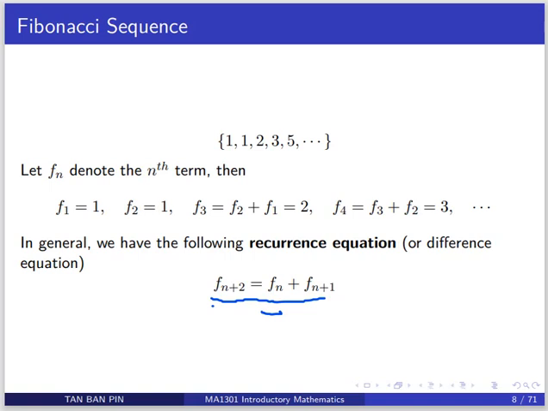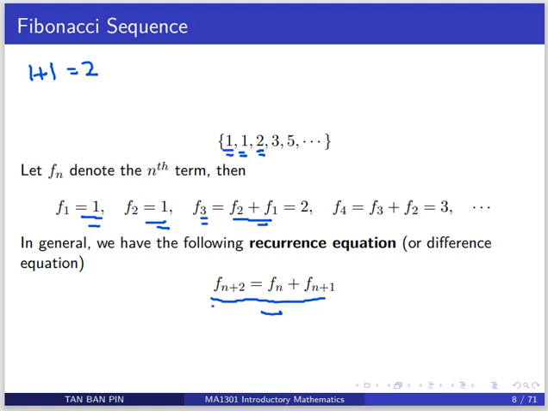The first term is 1. The second term is also 1. So you start with 1, 1. And then you add 1 plus 1. So add the first two terms, you get the number 2, which is the third term. So that's why the third term f3 is f2 plus f1.